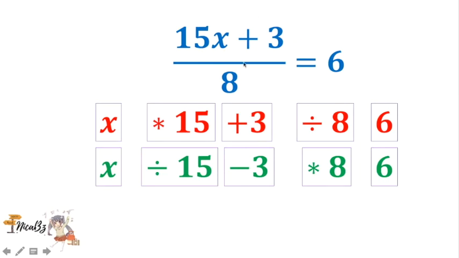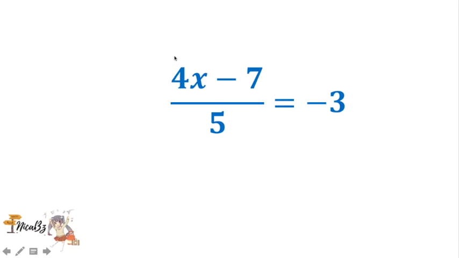15x plus 3 all over 8 is equal to 6. Now in this example, I already placed all the operations that we need to solve this fast. All we need to do is do the operations. Now, 6 times 8 is 48, minus 3, so that's 45, divided by 15, that should give us x equals 3. So to get a 6 from this expression, we only need x to be 3. That's it. Now, I'll give you another example, but this time, we're going to do it mentally.